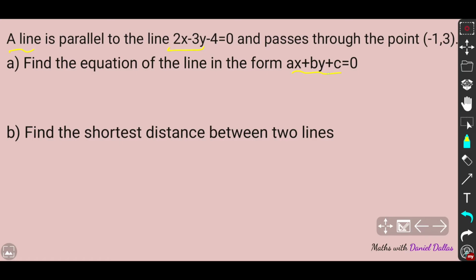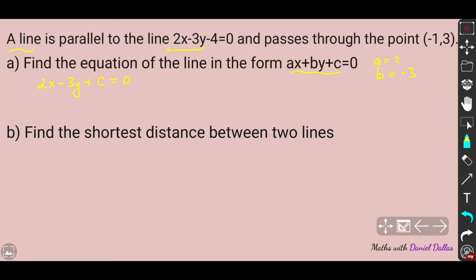We're going to use the same part, 2x minus 3y, plus some unknown c value, which we need to determine for this line. We established that a is 2, b is -3, and right now it's all about finding the c value.